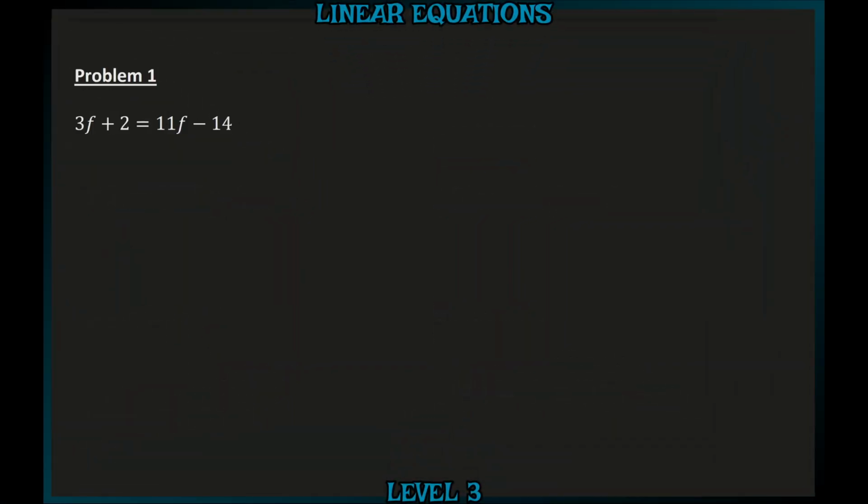In problem 1, we're solving the equation 3f plus 2 is equal to 11f minus 14. Now to start, we have unknowns on both sides of the equation, and it makes sense to try and collect those unknowns on the side where you start with the most. So in this case, we start with more f's on the right hand side. So we're going to keep the f's there, and that means I need to remove the 3f's from the left.